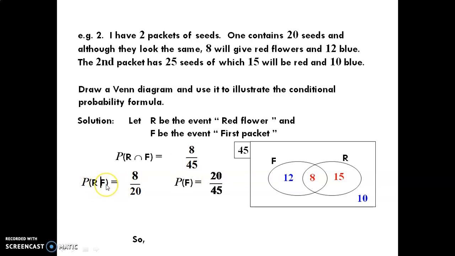Then probability of R given F means it is red and it is from the first packet. So it is 8 upon 20. And the probability of seeds from the first packet is 20 upon 45, because the first packet contains 20 seeds out of the total number of outcomes, that is 45.